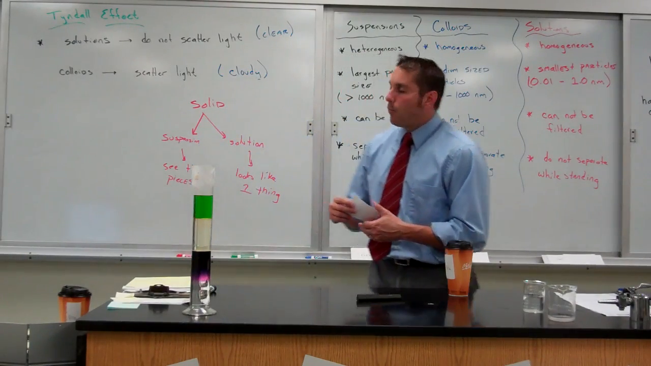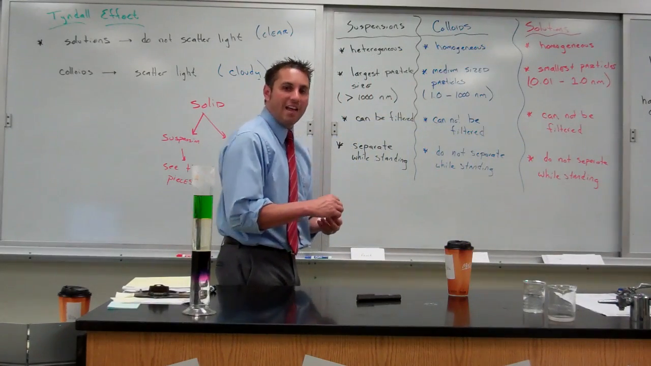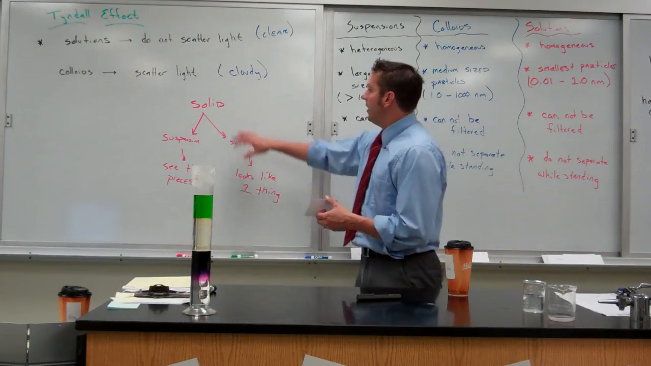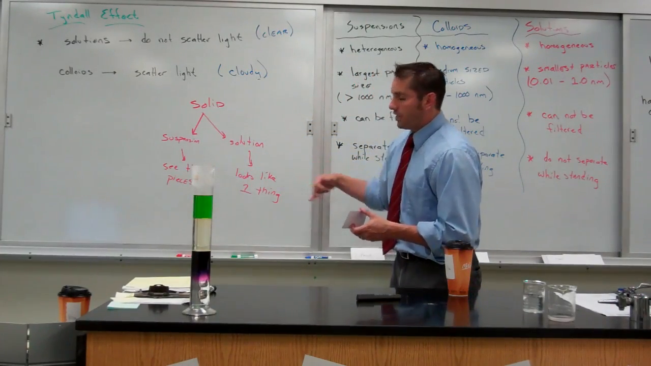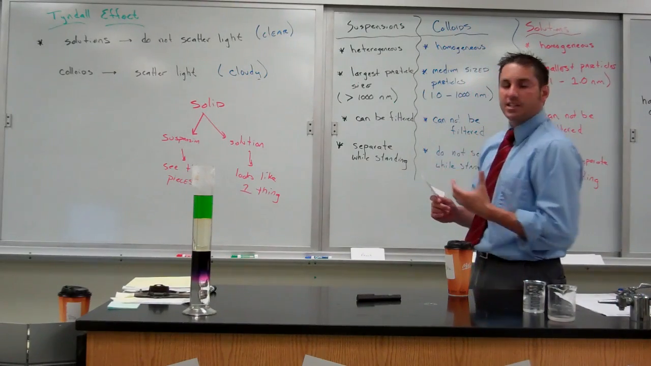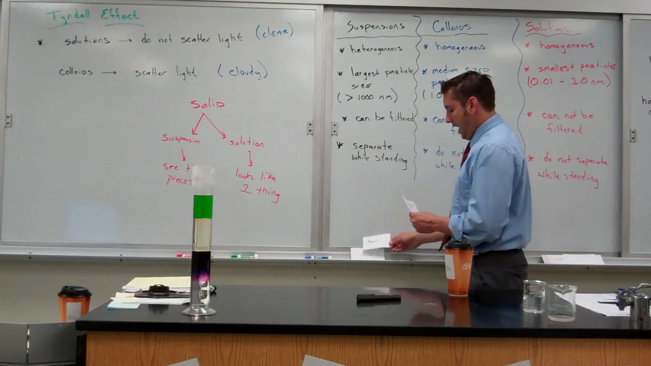Second to last one we'll take a look at is a salad, a Caesar salad. If you think about a Caesar salad, it is a solid. Can I see the pieces of it, or does it look like one thing? I can see the pieces. I see the tomatoes. I see the lettuce. I see the different parts. Therefore, a Caesar salad would be a suspension.